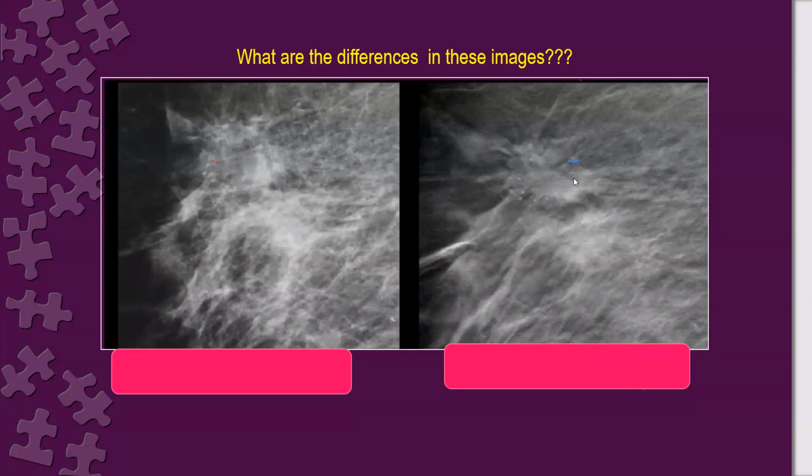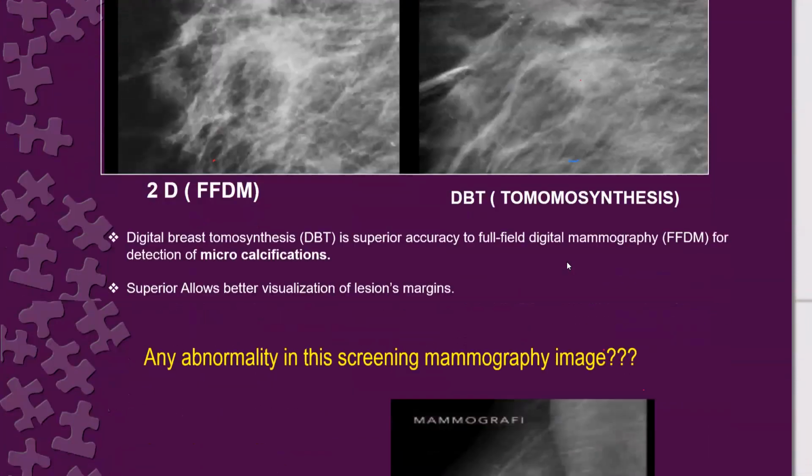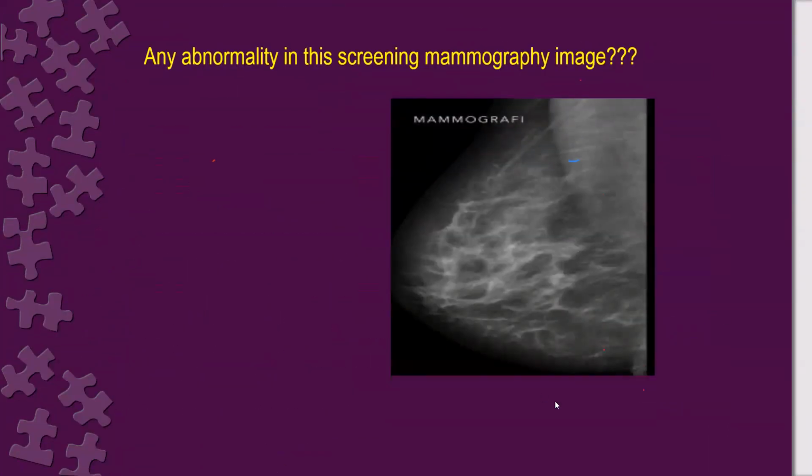But if you can see here, definitely we have a lesion, irregular, spiculated, with calcification. We have a spiculated mass with calcification. So again, improved cancer detection. Again, can you see an abnormality here? Can you see the abnormality in this image? Prepectoral? Here you mean? Yeah.